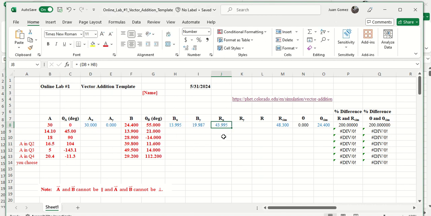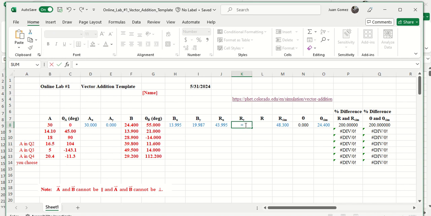Hit the check. Yep, looks right. Now, what is Ry? Well, Ry is Ay plus By. So again, in this column, equals. I like spaces, parentheses. Okay, Ay is E8. Then plus By is I8. And then hit check. There we go.